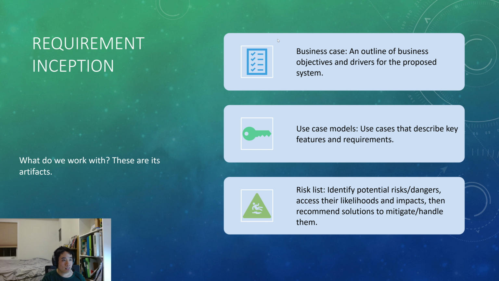So we have the business case, which is an outline of what the business needs. Then we work with use case models to visualize and describe key features and requirements. And finally, we list the risks involved with the system, related things that you need to be aware of. Maybe the system may injure somebody or ruin their livelihoods, and so on.